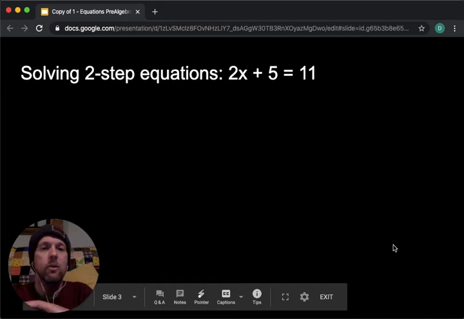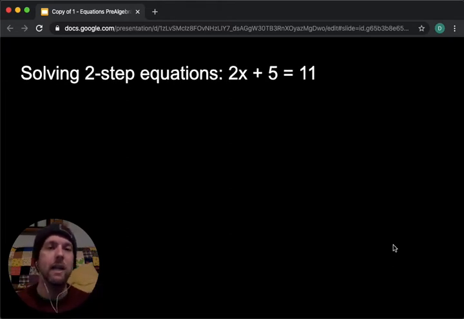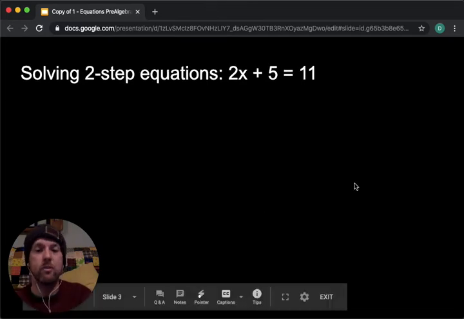Now, solving a two-step equation. Each of those that we just solved were one-step equations. Either you're going to add, multiply, subtract, or divide. You're going to do one of those four operations, and then when you do that operation, you're going to have your answer. With a two-step equation, as the name implies, there's at least two steps to it.